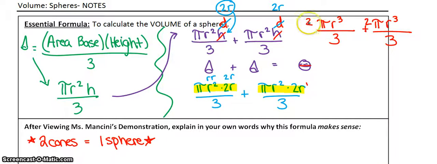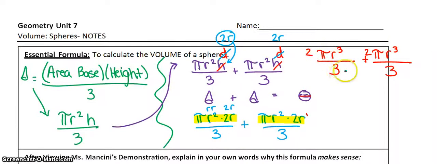So what this says is I have 2 pi r cubed divided by 3 plus 2 pi r cubed divided by 3. Okay, so really what I'm saying is I have 2/3 of these plus 2/3 of those, because these are like terms. They're like terms because everything's the same. The 2 just tells you how many you have of those.